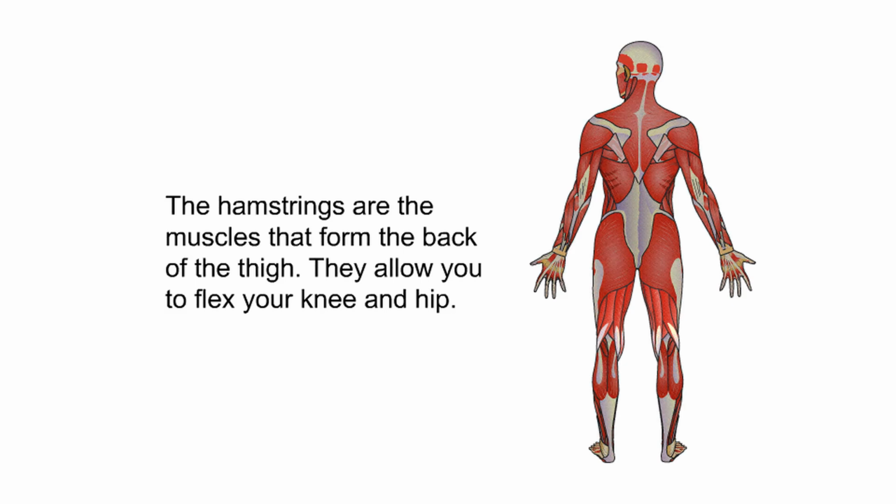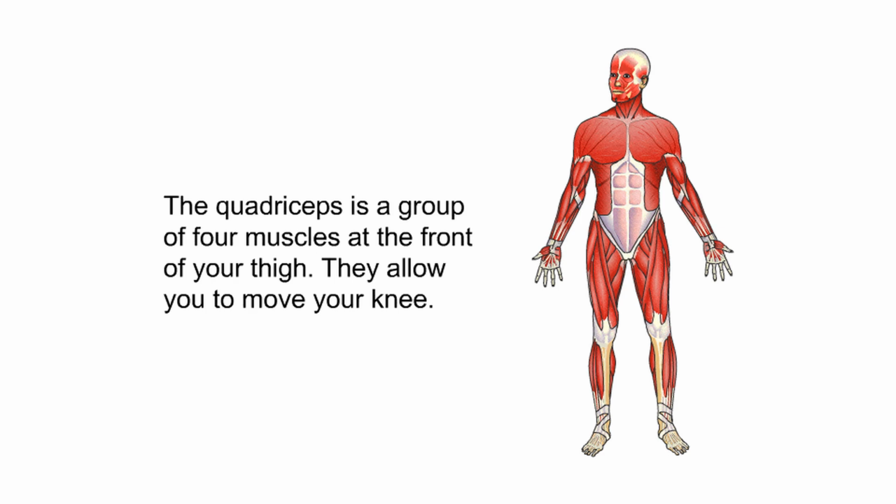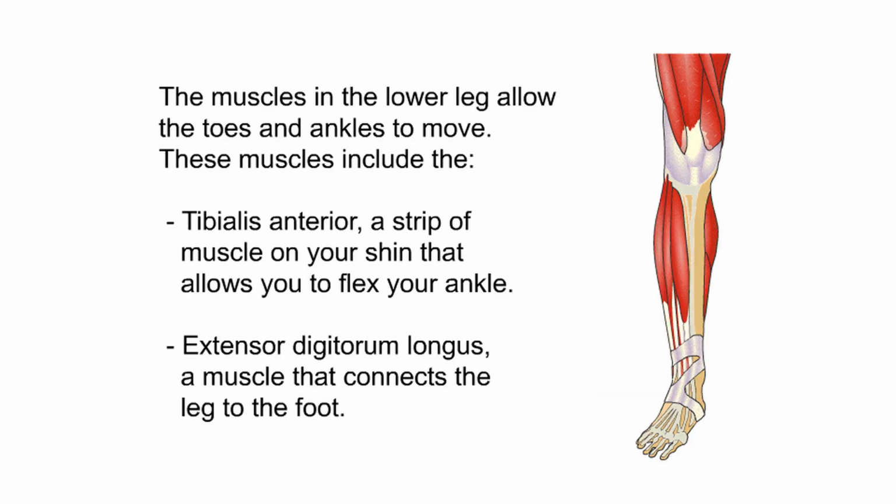The hamstrings are the muscles that form the back of the thigh. They allow you to flex your knee and hip. The inner thigh muscles are called the adductors. The quadriceps is a group of 4 muscles at the front of your thigh. They allow you to move your knee. The muscles in the lower leg allow the toes and ankles to move.